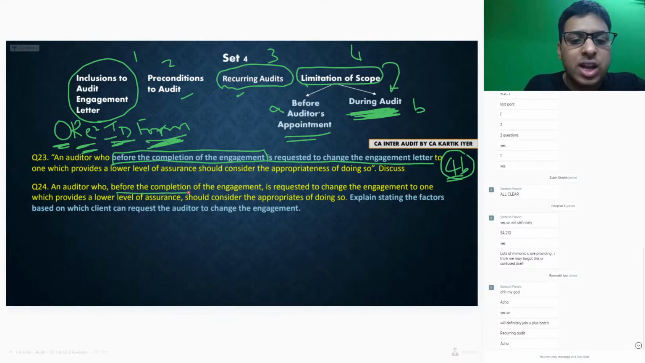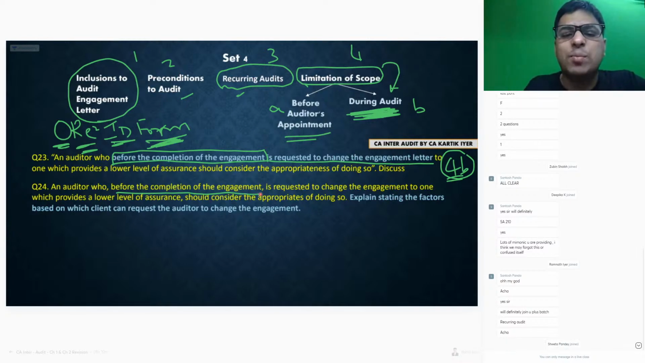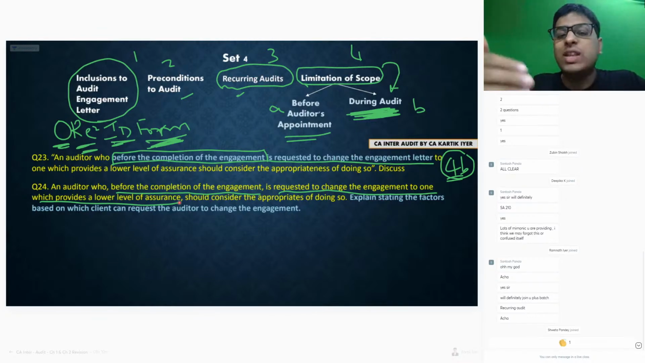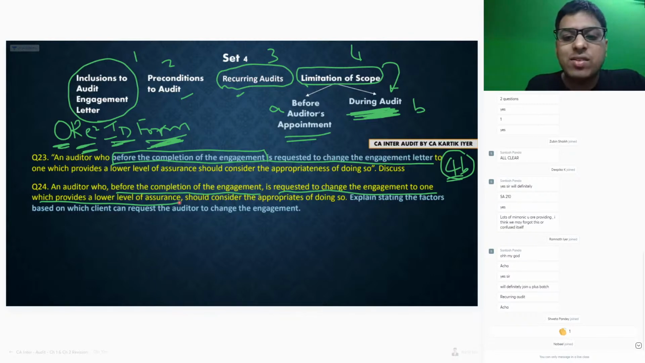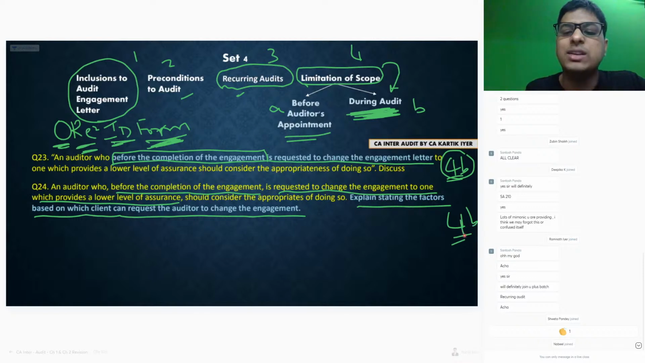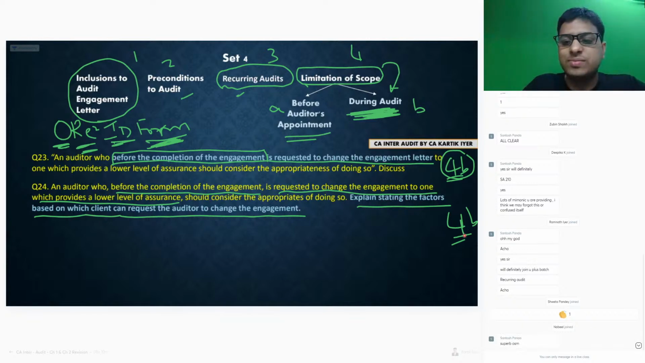An auditor who before the completion of the engagement, again the same part, see, before the completion of the engagement, is requested to change the engagement to one which provides a lower level of assurance. That means the auditor will not be happy with it. Should consider whether it is appropriate to do so. Okay. So here they have given, explain stating the factors based on which the client can request the auditor to change the engagement. The answer is the same. The answer is 4B. Very, very comfortable. Very, very easy. Please tell me. Very, very easy. Simple.